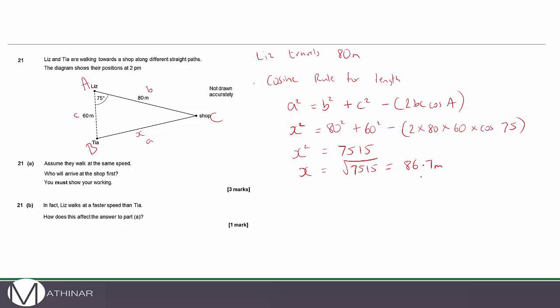Who will arrive at the shop first? Liz, because she's walking a shorter distance.